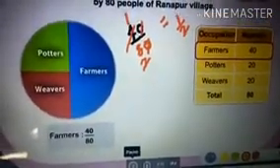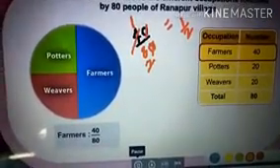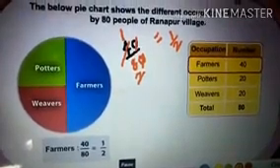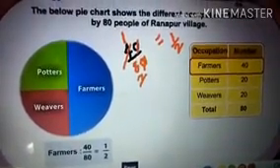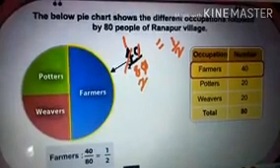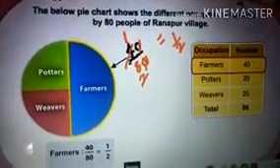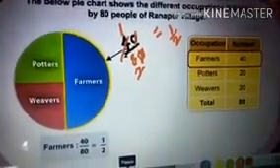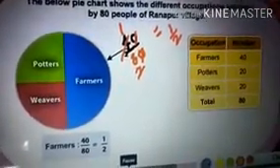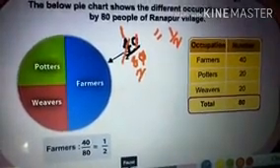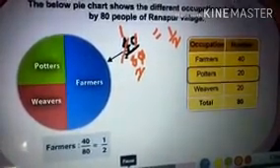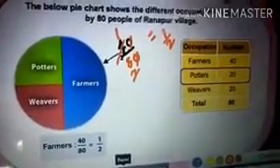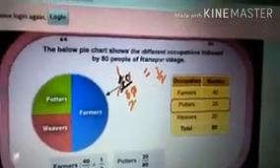40 by 80 can be simplified to the fraction 1 by 2 or half. So, we can say that half the total number of people are farmers. We depict this by shading half the circle and labeling this portion as farmers. Similarly, in a total of 80 people, there are 20 potters. So the number of potters can be written as a fraction, 20 by 80.